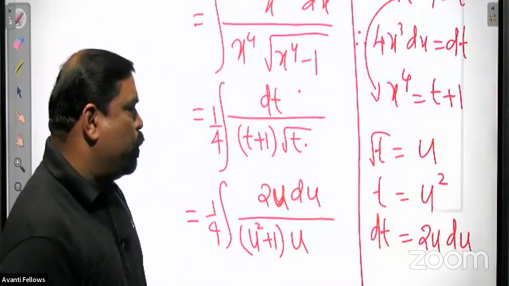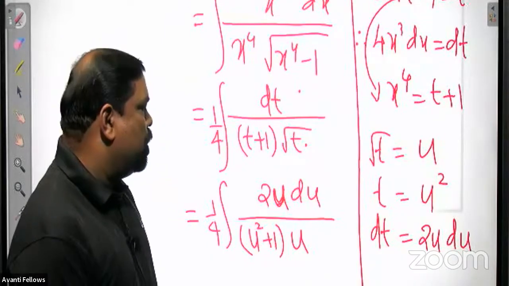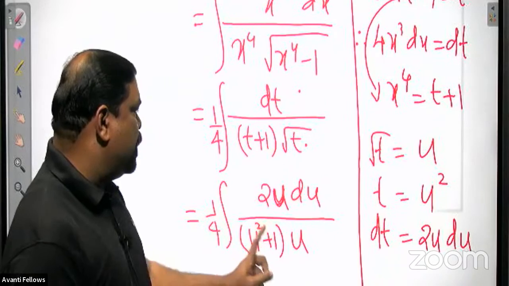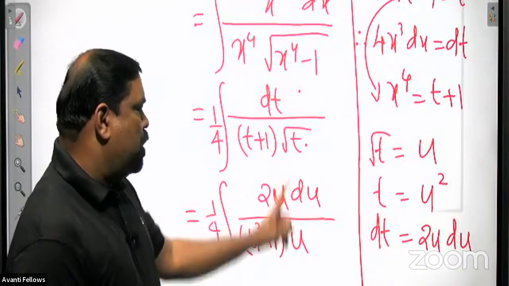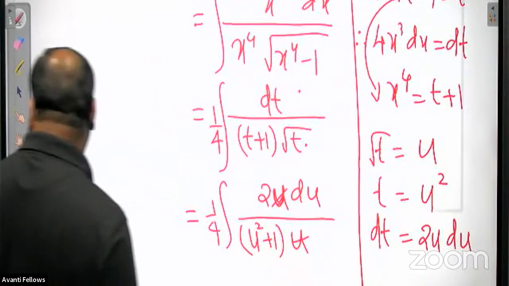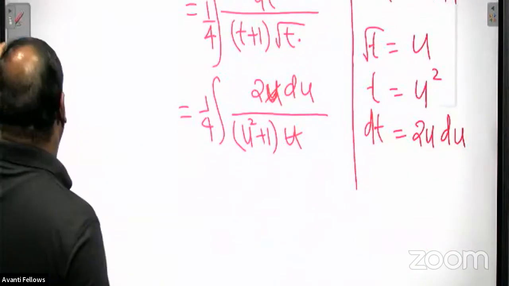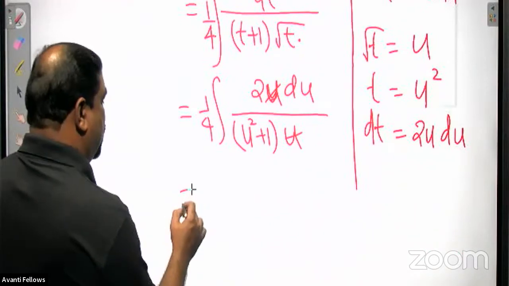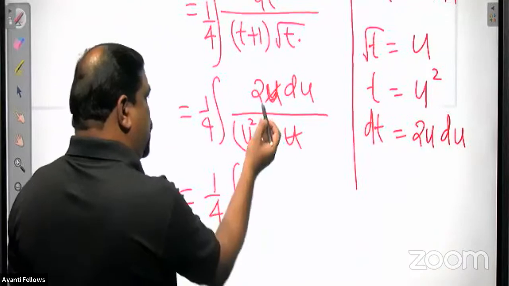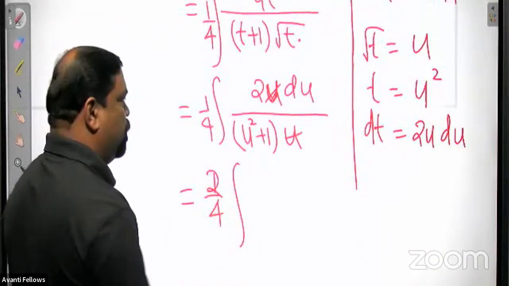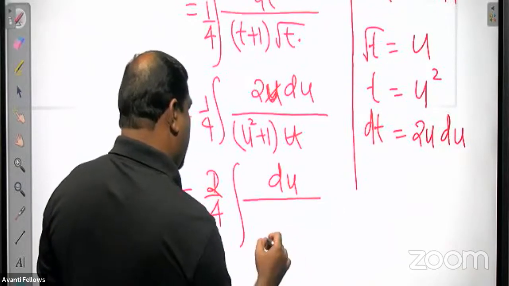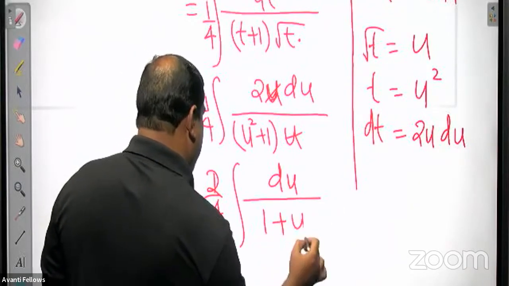So dt is 2u du. t plus 1 means u square plus 1, into root t, that is u. So ultimately this u will cancel. The remaining is 1 by 4 into, this 2 also you can take outside, so 2 by 4 into du by 1 plus u square.